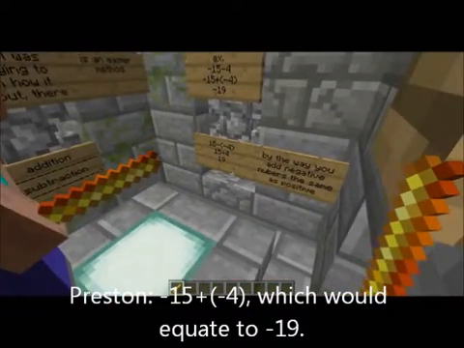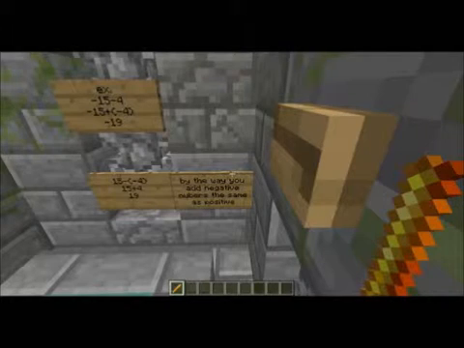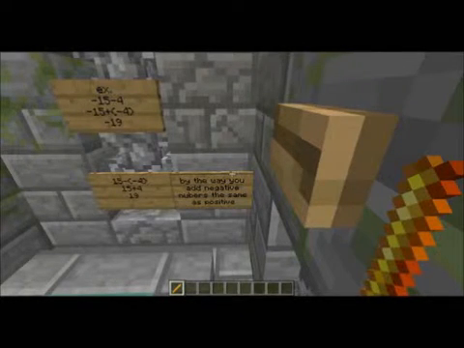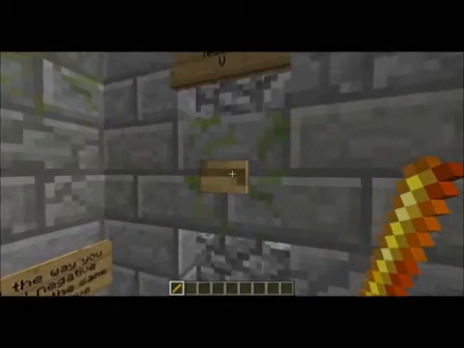Okay. And just in case you've never heard of positive and negative numbers before, you do add negative numbers the same way you would add positive numbers. Okay. Next part of the lesson.